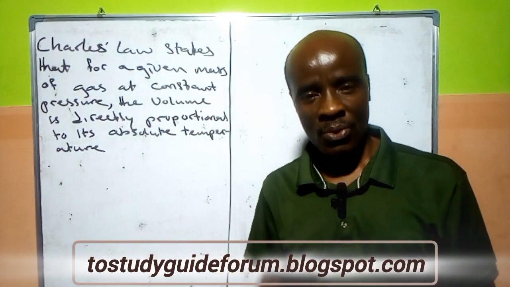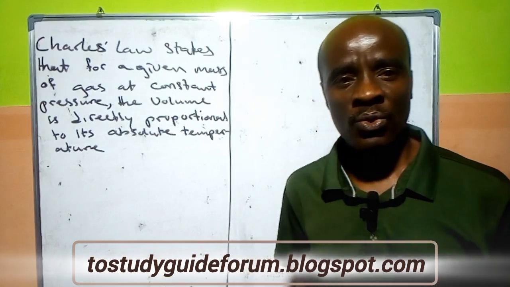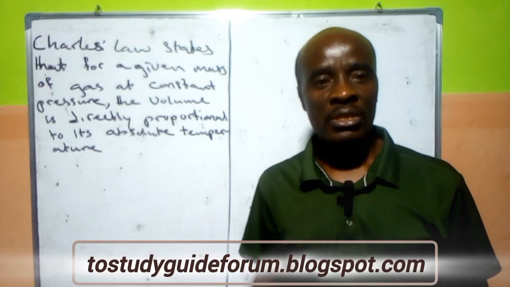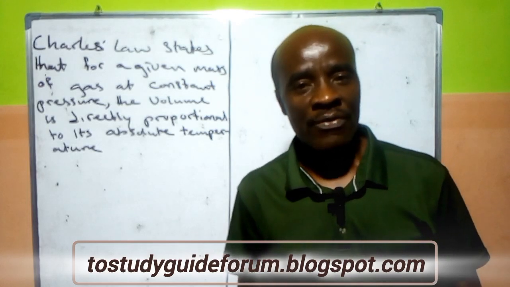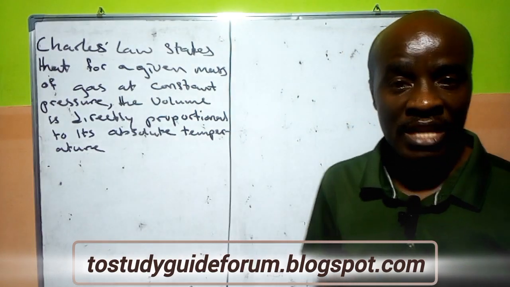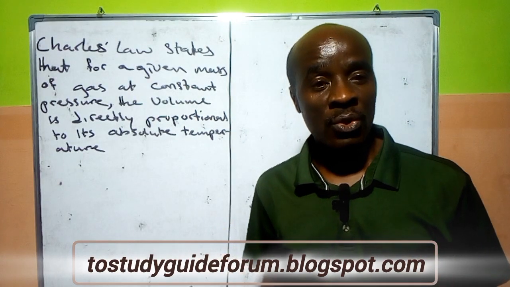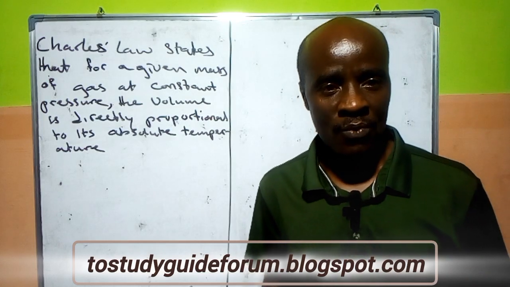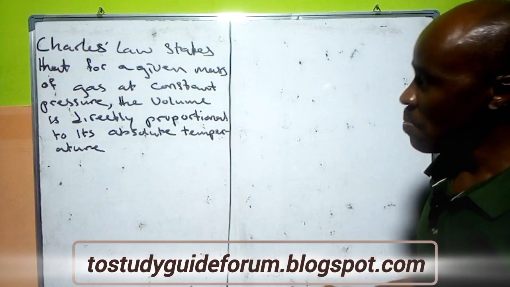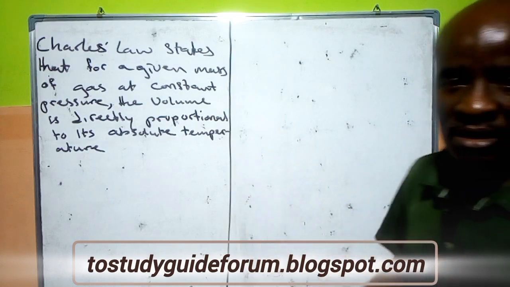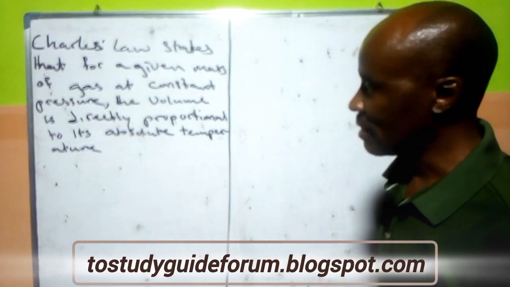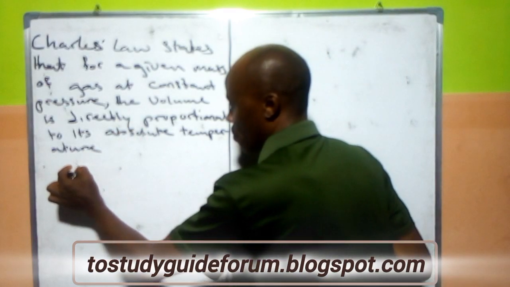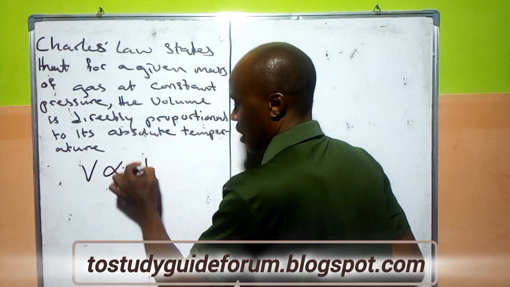absolute temperature. This absolute temperature has to do with the temperature on the Kelvin scale. It is believed that at absolute zero, 0 Kelvin, everything ceases to move. So if we are looking at this Charles law and we want to deal with it mathematically, what it simply means is that the volume is directly proportional to temperature.